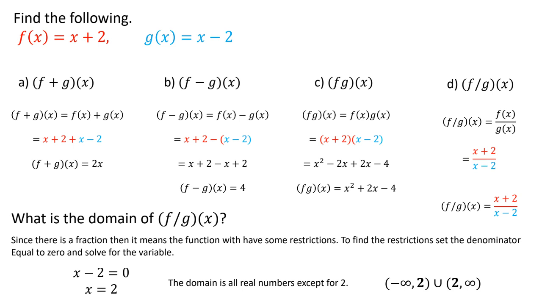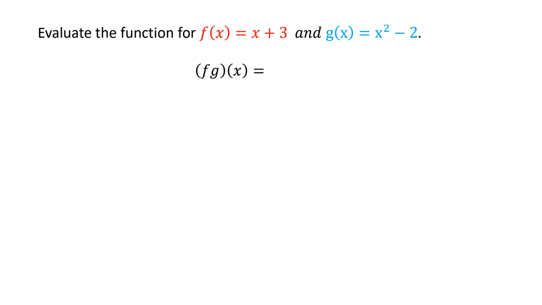All right, so let's go ahead and practice evaluating one more. Evaluate the function f of x equal to x plus 3 with function g of x, which is x squared minus 2. On this particular example, they want me to do the multiplication, or the product, of f and g. So this is f g of x. I like to rewrite it as f of x times g of x, because that's what they want me to do. So I'm just going to substitute.